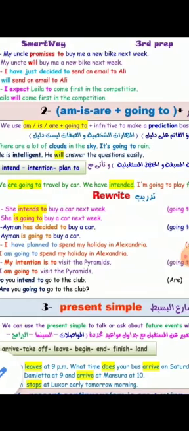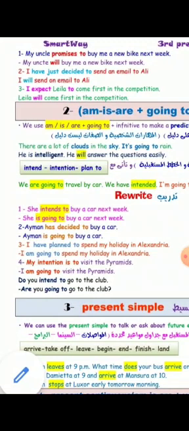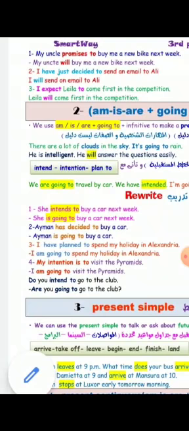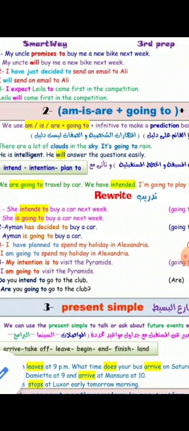Okay? Now we come to the present simple. Present simple is used in timetables. What is meant by timetables? Timetables of planes, trains, buses, schools, factories, companies, and so on. For example, the train leaves at 7 tomorrow. I can't say that the train is going to leave. This is wrong. I can say the train leaves at 7 tomorrow.